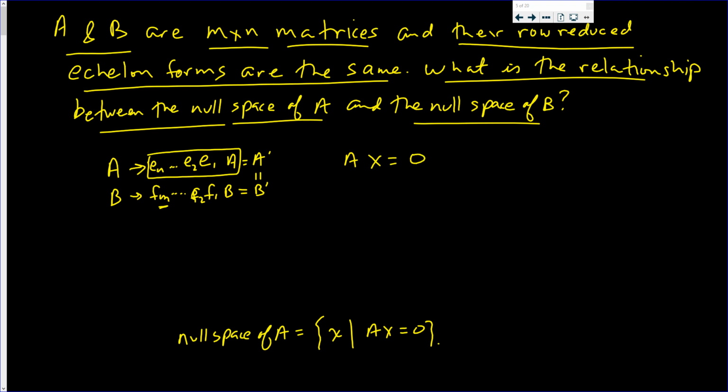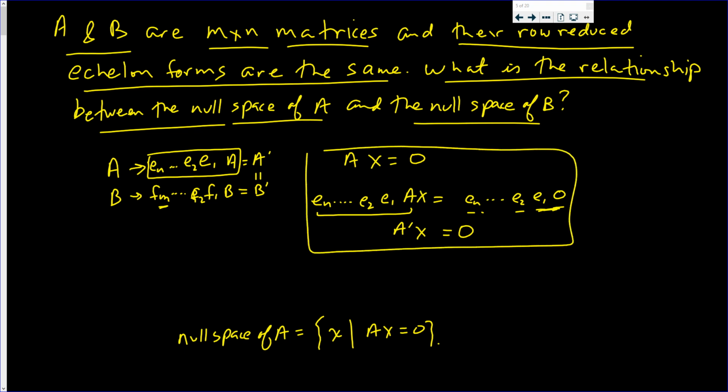And then on the left side, I multiply by E1 and then E2 and eventually En. Well, I have to do the same thing on the other side. I have to multiply by E1 and E2 all the way up to En. And like I said, that becomes A prime. A prime X is equal to, well, E1 times 0 is still 0. E2 times 0 is 0. The whole product is still going to be 0.